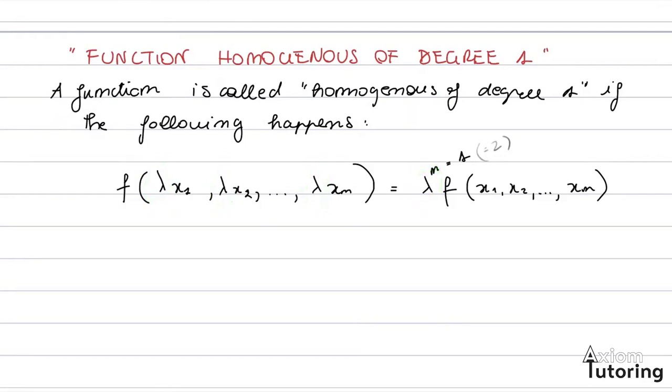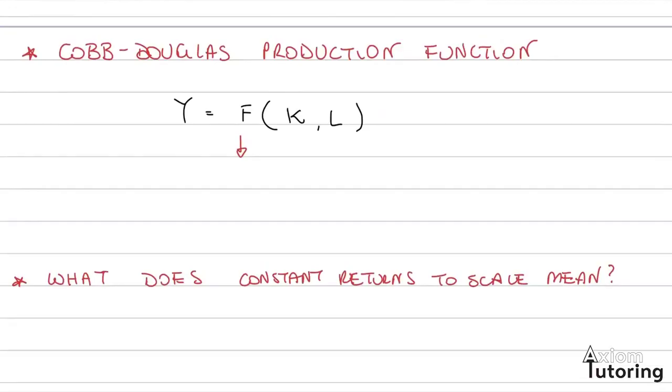If you double every input, the output doubles, or if you multiply every input by 10%, then the output is going to rise by 10% as well. If you halve all of the inputs, so if lambda was equal to a half, we would be halving final output as well. There are many numbers that we can assign to this lambda, as long as it stays constant between the two sides of our equation. And what mathematicians call a function homogeneous of degree 1, economists call constant returns to scale. So what does constant returns to scale actually mean?